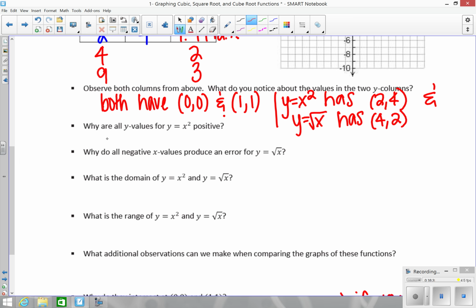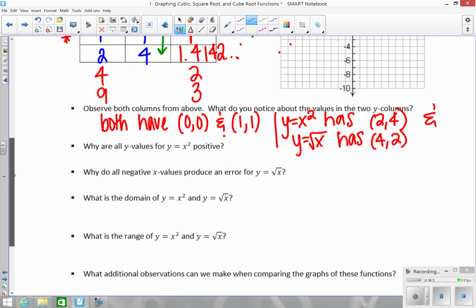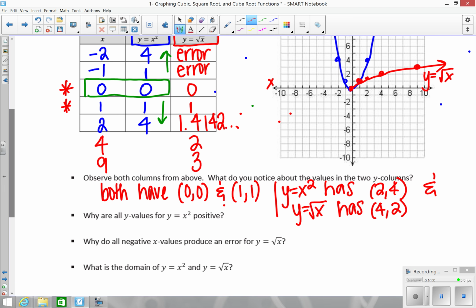So for this one here, why are all y values for y equals x squared positive? Well, whenever you multiply two negatives, so when we plugged in a negative number, that really means a negative times a negative, which is a positive. So whenever you square a negative, it's always going to be positive because you're multiplying a negative times a negative, which is a positive. And if you plug in a positive, that's multiplying a positive times a positive, which is always positive. So whenever you square a number, it's always going to be positive.